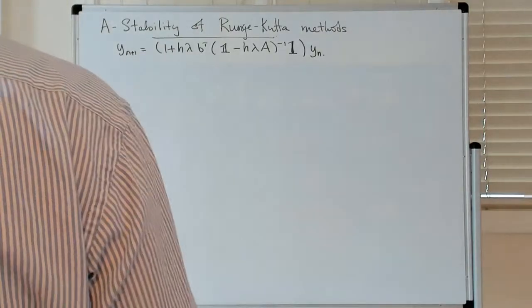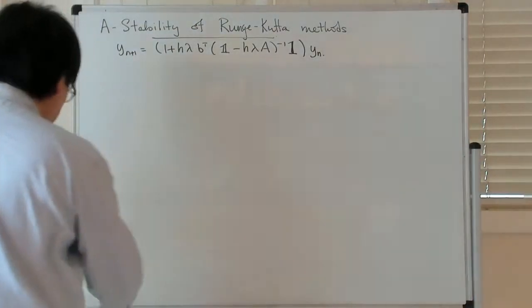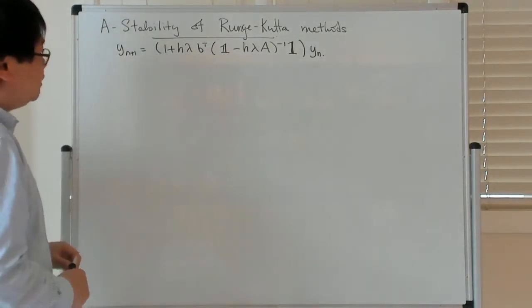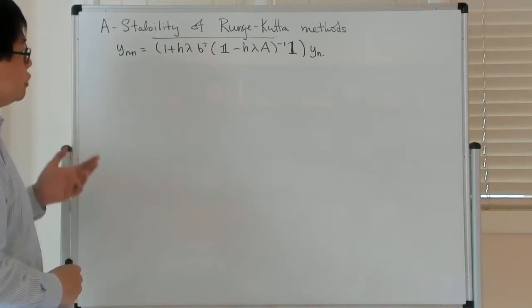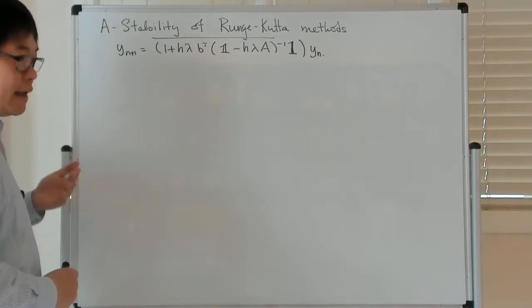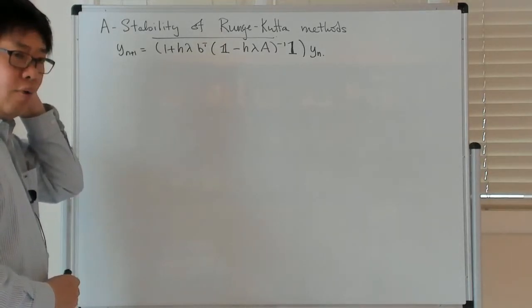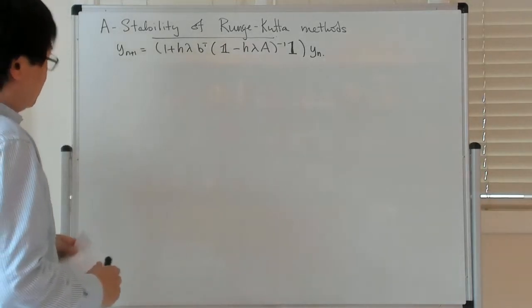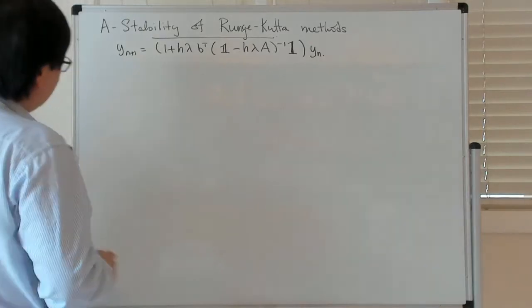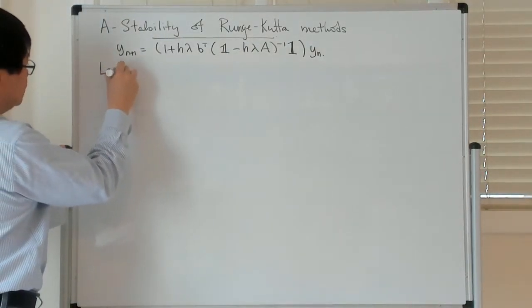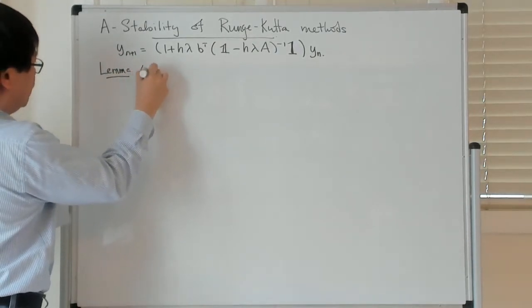All right, so let's continue discussing A-stability. Before, we derived what is called the stability polynomial, which is what happens when you apply a Runge-Kutta method to a model differential equation, y prime is equal to lambda y. Okay, and now let me state a lemma. This is lemma 4.1.